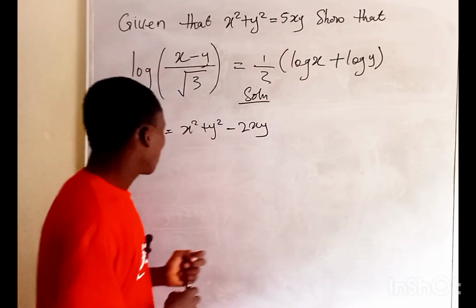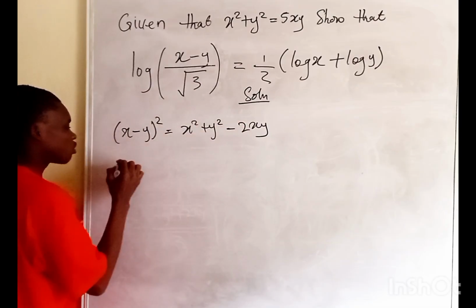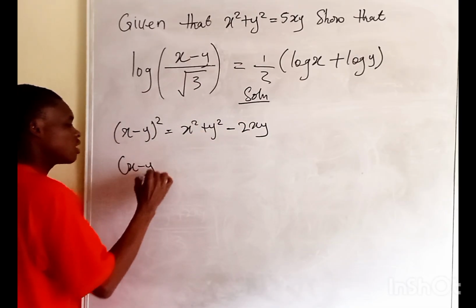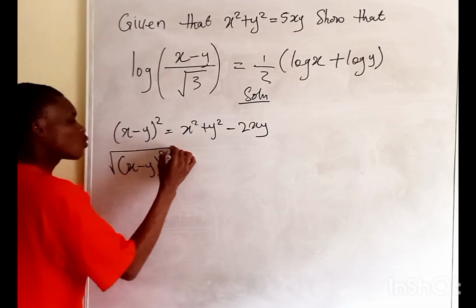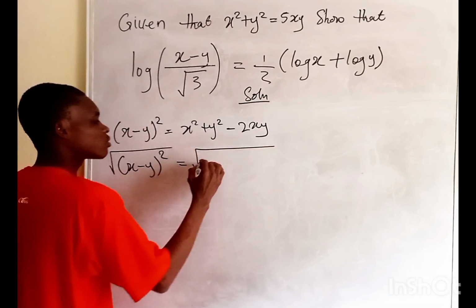All right, so from here, we have to take the square root of both sides. If we take the square root of both sides, we'll find out that x minus y all squared, we take the square root of this side and also take the square root of this side, so we can get rid of this square root here.